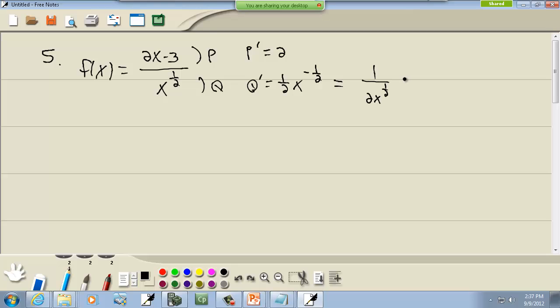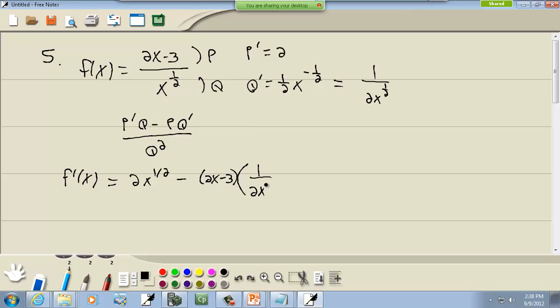And if it would help, go ahead and put that back into your square root form. I'm trying to think if it would help me in this one. Probably wouldn't. I'll go ahead and use that. So p prime q minus p q prime over q squared. P prime would be 2, q would be x to the 1/2, minus p, which is 2x minus 3, times q prime, which would be 1 over 2x to the 1/2, all over q squared, which would be x to the 1/2 squared.